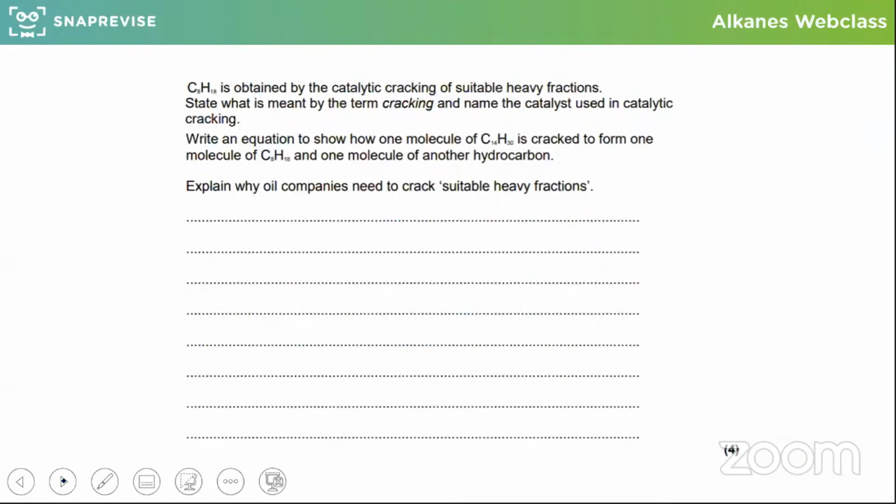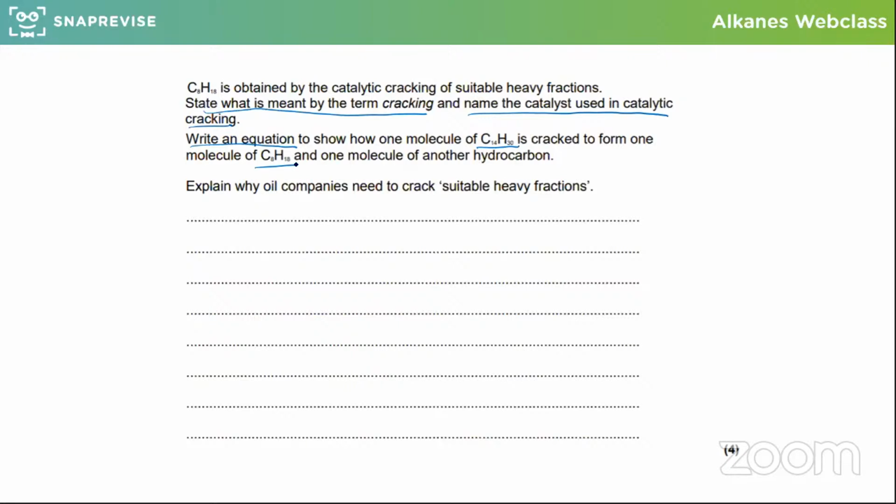Next question then. So this is what I was talking about earlier, about what you would want to say if you were asked a question about cracking. C8H18 is obtained by the catalytic cracking of suitable heavy fractions. State what is meant by the term cracking and name the catalyst used in catalytic cracking. Then write an equation to show how 1 molecule of C14H30 is cracked to form 1 molecule of C8H18 and 1 molecule of another hydrocarbon. Explain why oil companies need to crack suitable heavy fractions.